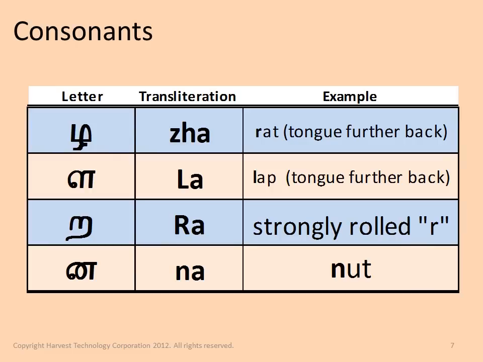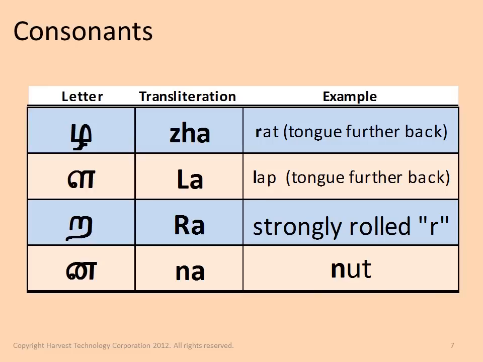The next letter is R. It's similar to the way we say R in the word rat, except the tongue is further back. The transliteration is irregular for this consonant. It's Z-H-A, and it's pronounced R. To get that, put your tongue far back, similar to pronouncing the R sound in the word rat.